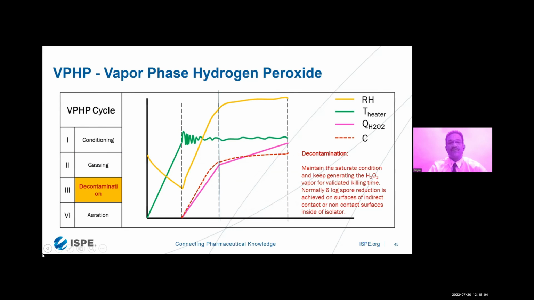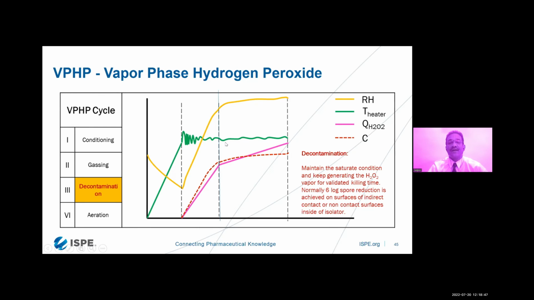Once the gassing phase is over, we come to the decontamination phase, wherein the heaters are running at a constant temperature. The humidity inside the chamber has increased, and now it has gone to a plateau where it is flat. This is the phase where there is maximum moisture inside the chamber. There is an injection of VHP happening inside the chamber, and this will be done until you have achieved a 6 log spore reduction on the surface of direct or indirect contact surfaces inside the isolator.